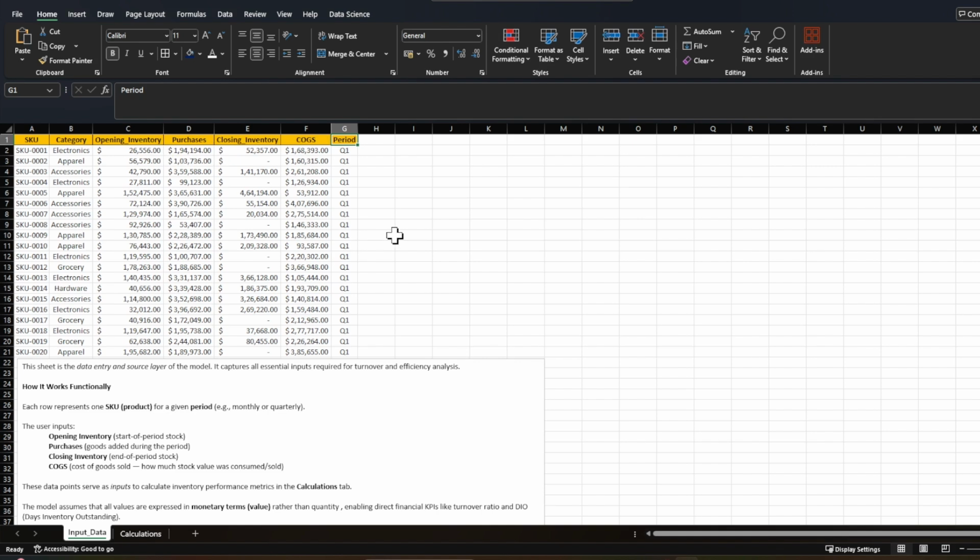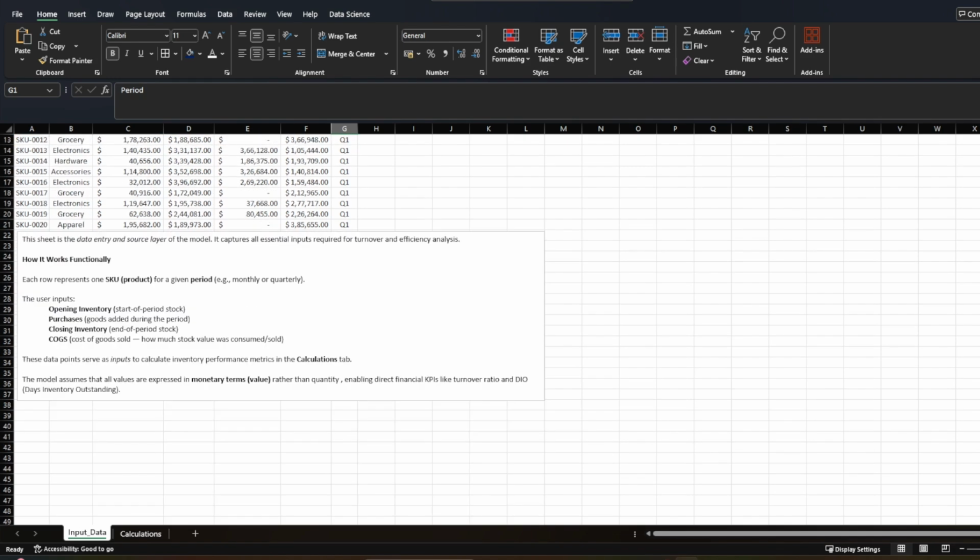The only thing which you need to be vigilant about in this sheet is that all the data should be in dollars or in the currency in which you want it to be. Why? Because we are calculating the inventory turnover ratio, which is dimensionless, but still the entities involved in the calculation should be on the same dimensions. For this purpose, I have used dollars, and I have mentioned in the sheet as well that it has to be in monetary terms.